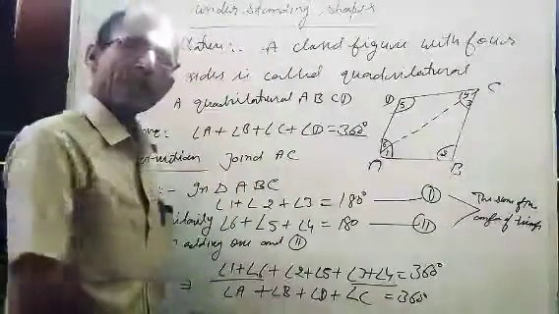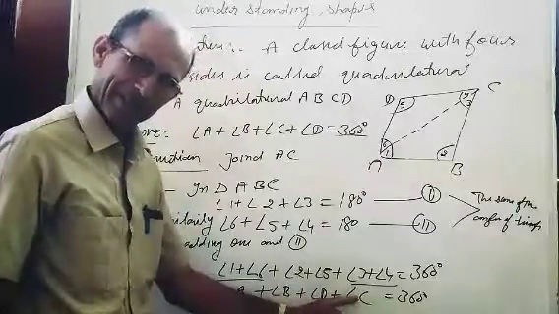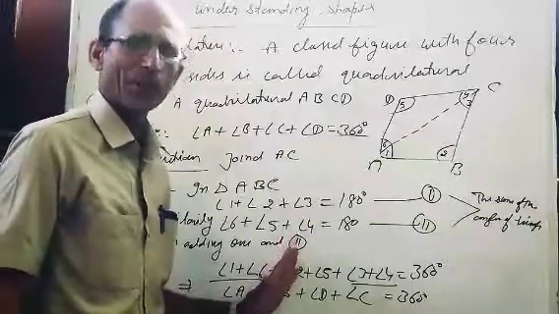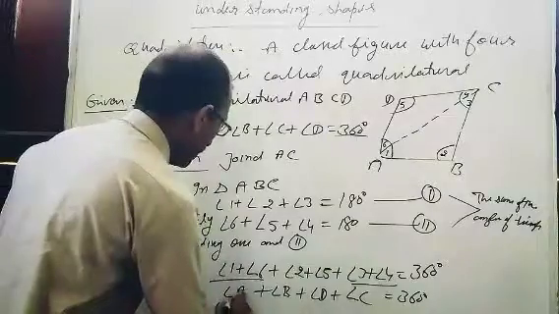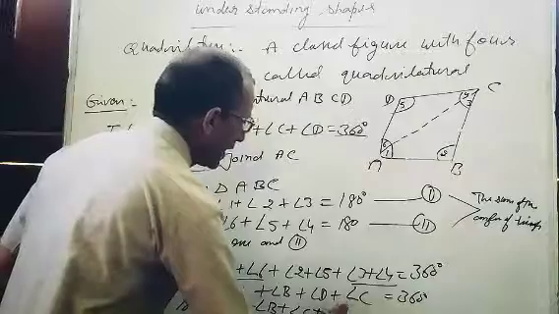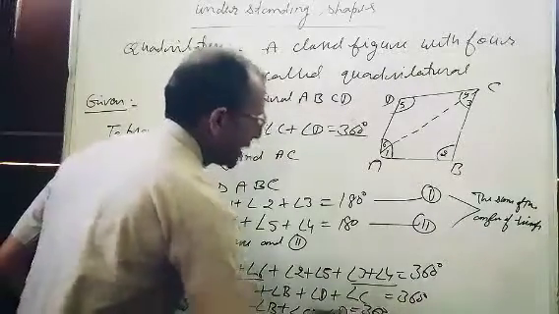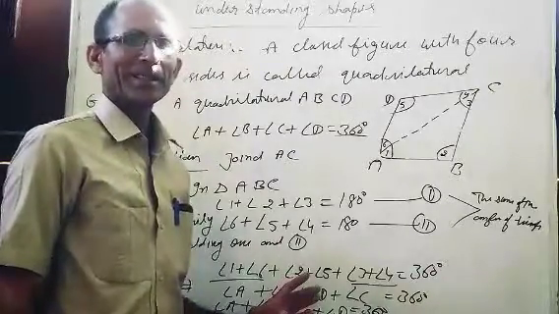In addition, order doesn't matter. Here I have written D and here I have written C, no problem. You can write C first, or if you write like this, that is also okay. So angle A plus angle B plus angle C plus angle D is equal to 360 degrees. So this was the theorem. So this is proved. Have you understood?